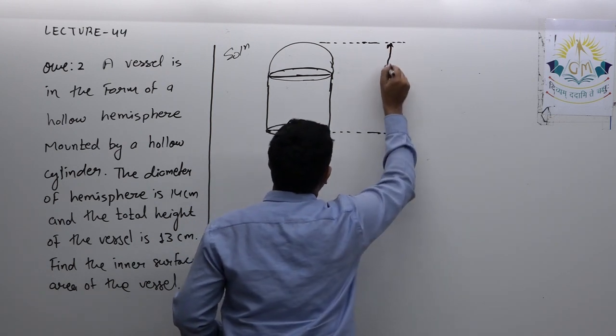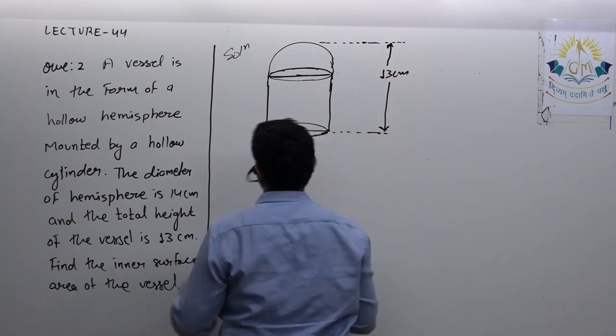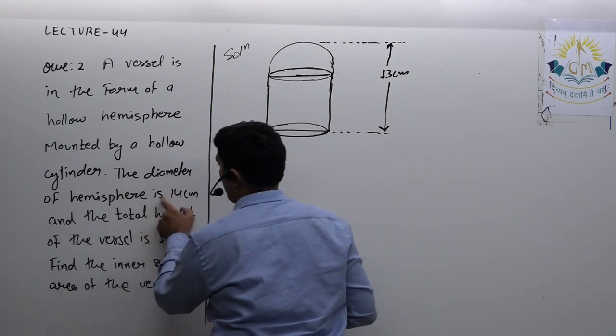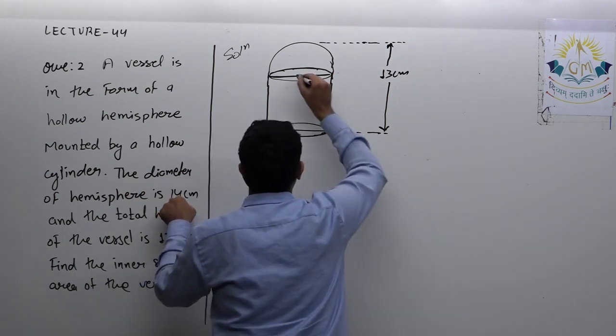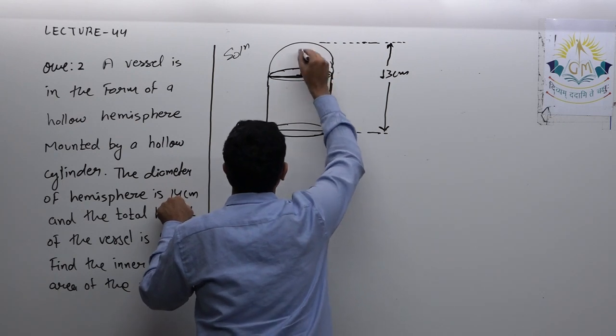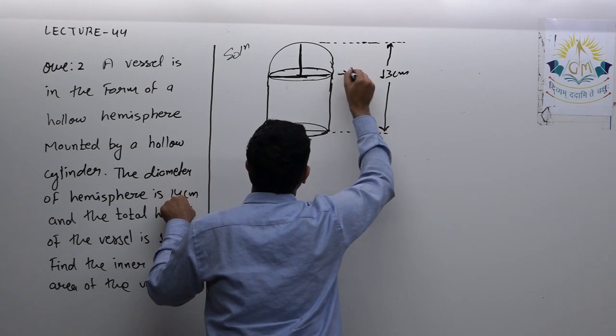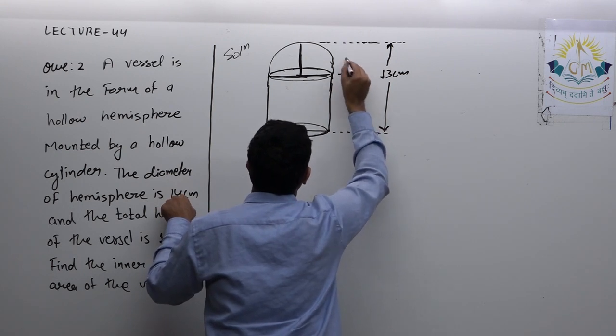This complete length is 13 centimeters. The diameter of the hemisphere is 14, that means this much is 14. So the radius is 7, so this much is also 7. This length is 7 centimeters.